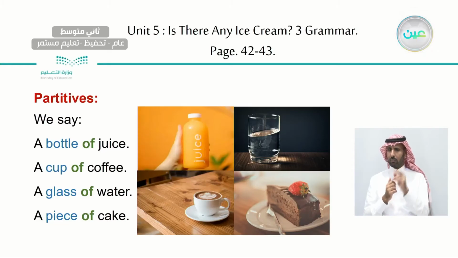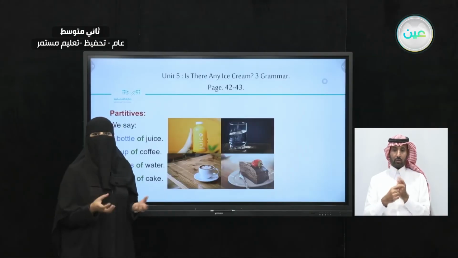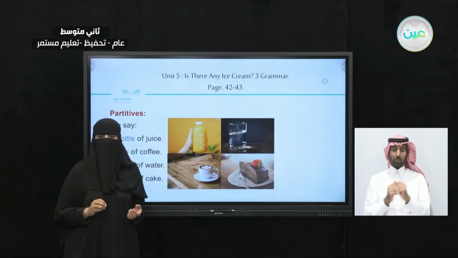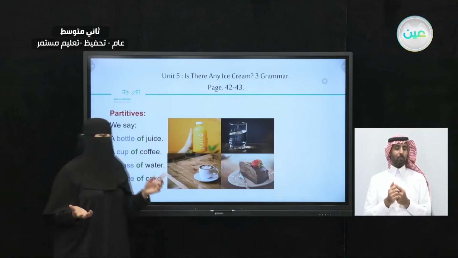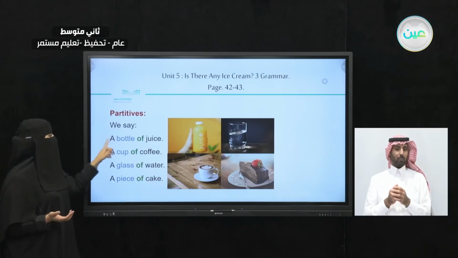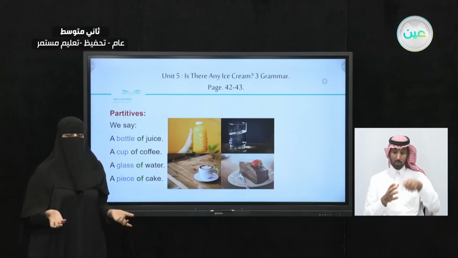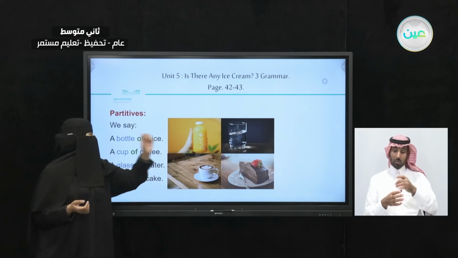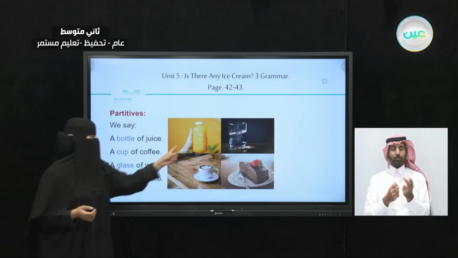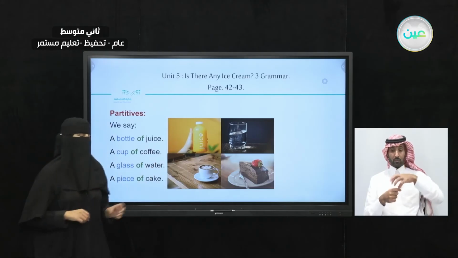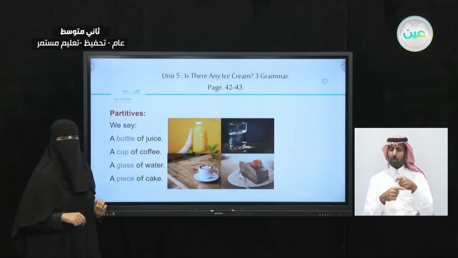Now, let's take a look at the pictures here. What can you see in the pictures? I can see juice, orange juice, and I can see a cup of water. I can see coffee, I can see cake. But when we're ordering things and we want the exact quantity, what are we going to say? We're going to say a bottle of juice. Look at the juice. Where is the juice? Is it in a cup? It's not in a cup. Is it in a glass? No. It is a bottle of juice. So this container is a bottle.